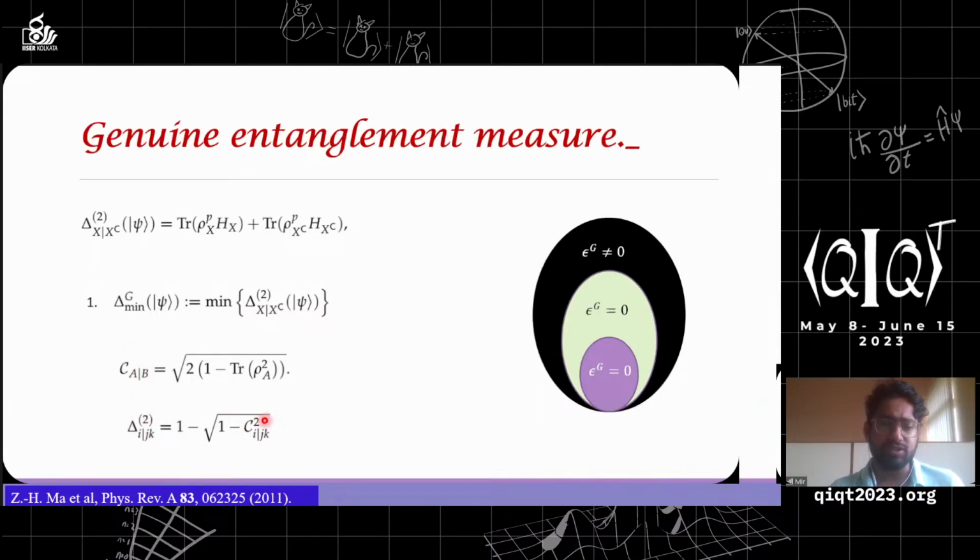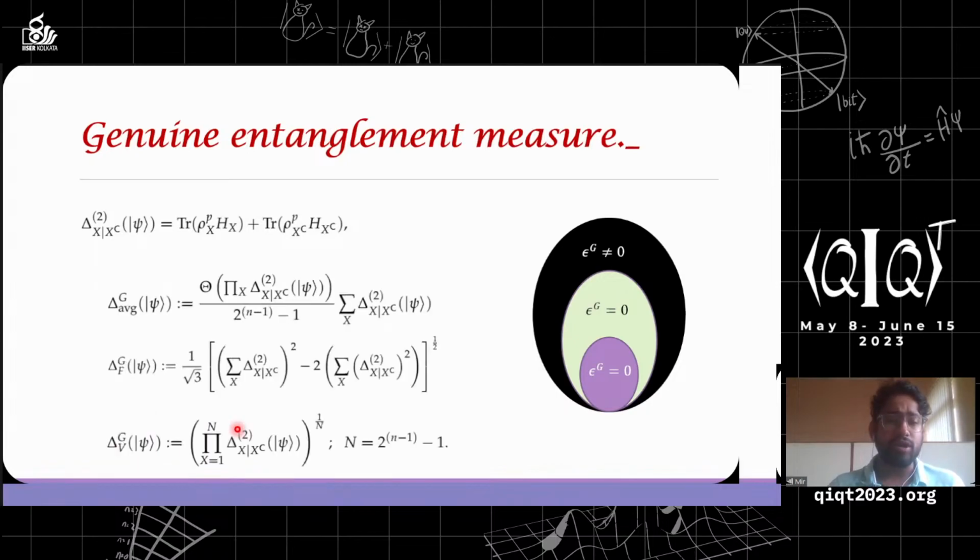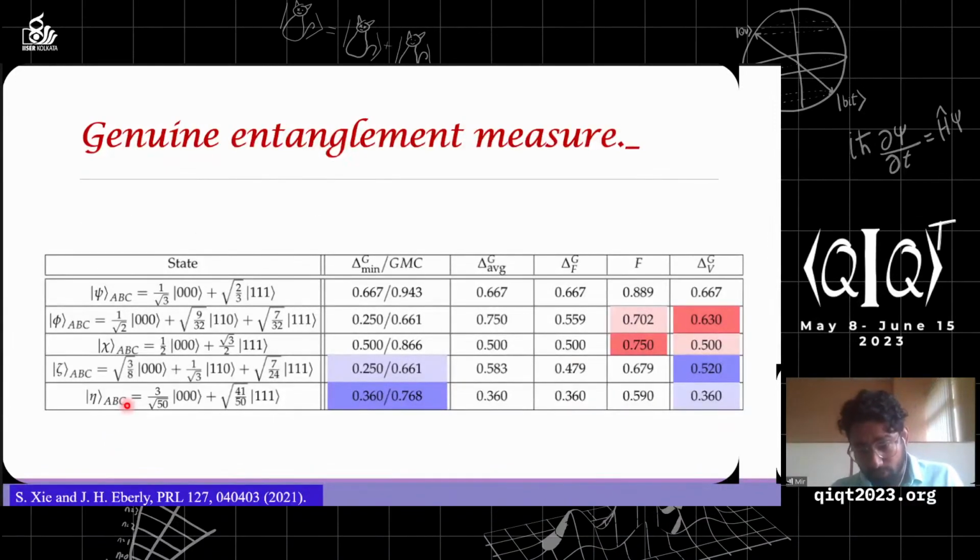This is related with this function. And then we come up with some other measures also, like average ergotropic gap. Those are all functions of this quantity. Then ergotropic field and ergotropic volume. Then one may ask why these different measures are required. When you are giving one measure, why are different measures required? To understand that, I have to spend a few minutes.